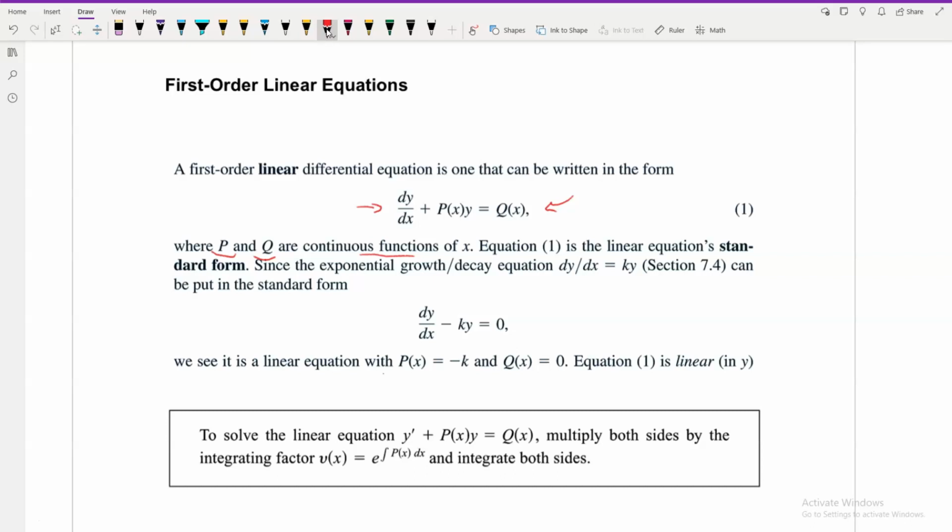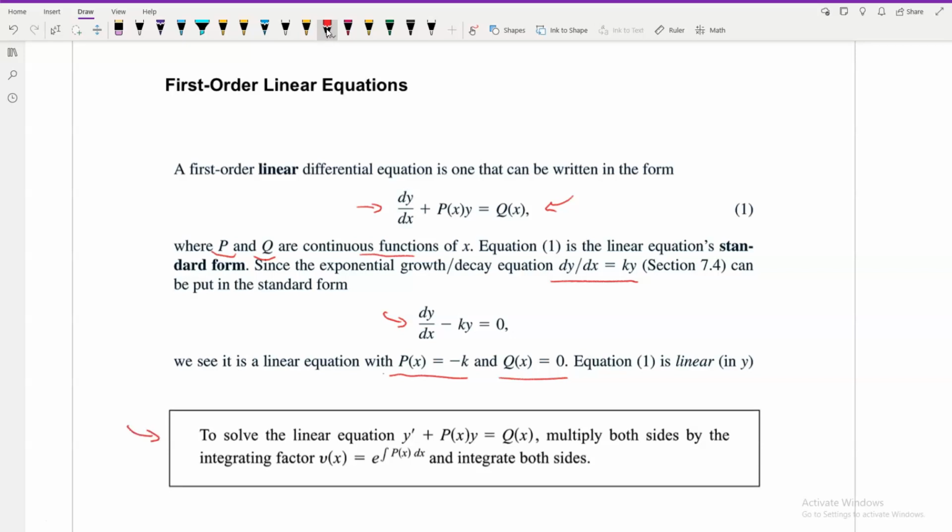Since the exponential growth decay equation dy/dx = ky can be put in the standard form, which is dy/dx - ky = 0, it is a linear equation with p(x) equal to negative k and q(x) equal to 0. The equation 1 is linear in y.